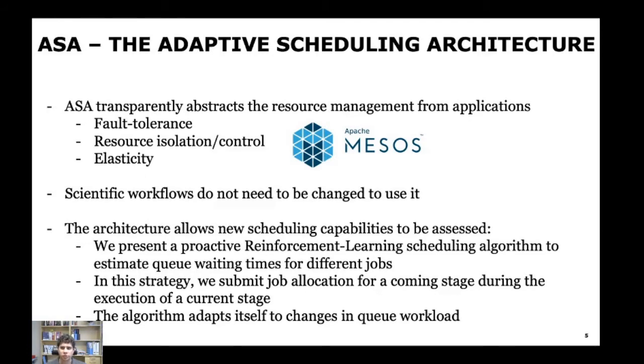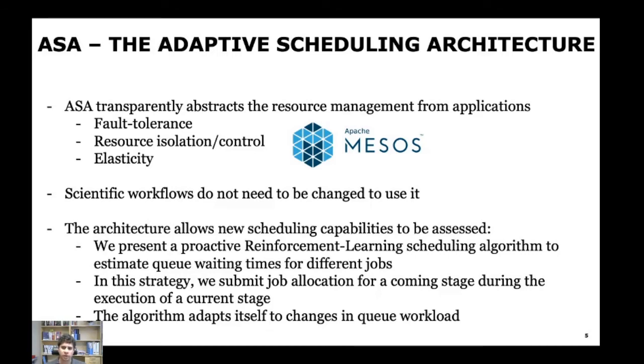ASA is an architecture that transparently abstracts the management of resources provided to applications through lower-level resource managers like Slurm. By integrating with Mesos, ASA provides scientific applications with fault tolerance, resource isolation and control, besides elasticity. It also enables users to access their own scheduling strategies. All of these capabilities are available to users as a library that can be loaded at runtime and do not request any administrative privilege to be used.